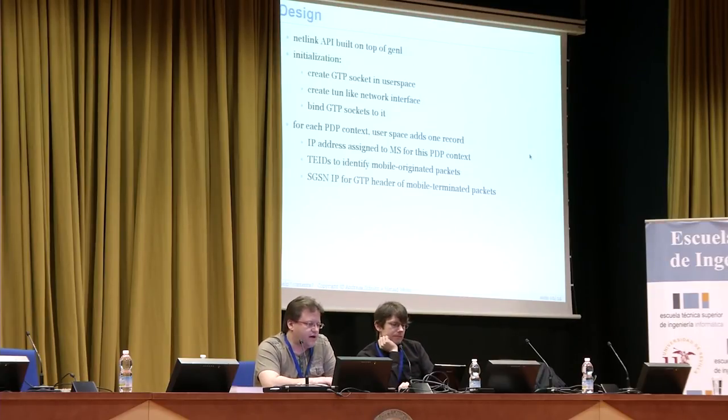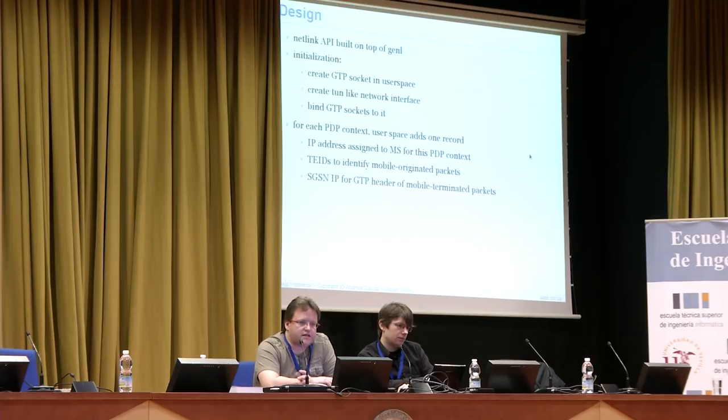The Netlink API changed a bit with the new version, but it's still built on top of Generic Netlink, or GENL, to actually set up a tunnel. Well, you first need to discover the GENL ID. Then we create the GTP sockets in user space. Actually, we create two sockets in user space, one for GTP version 0 and one for version 1. Then we pass those on to the kernel to work on those sockets and bind these sockets to a TUN-like network interface. The TUN-like interface is used to capture the traffic from the user and route it through the tunnel then.